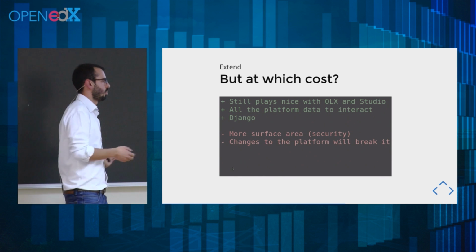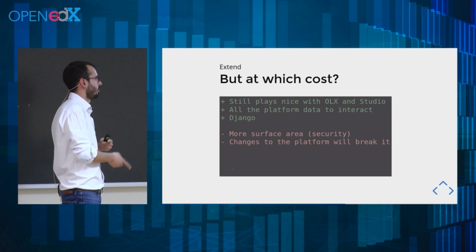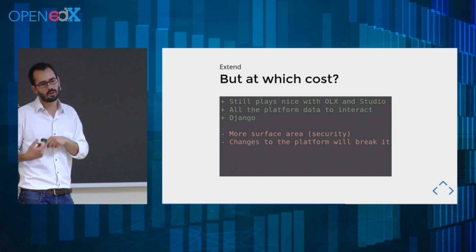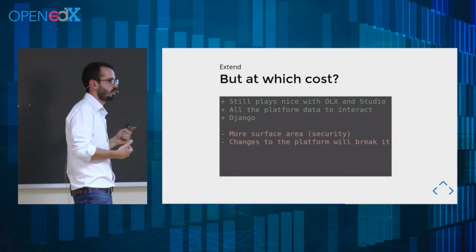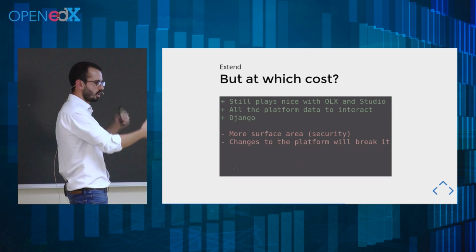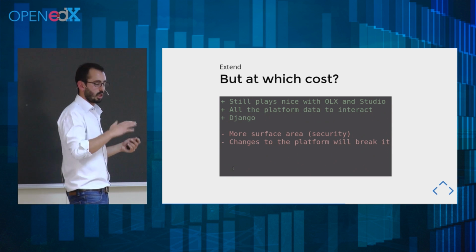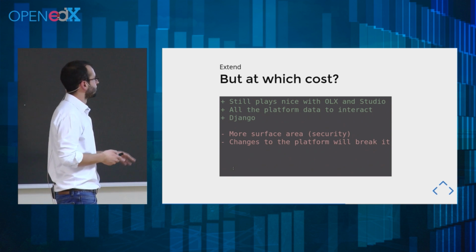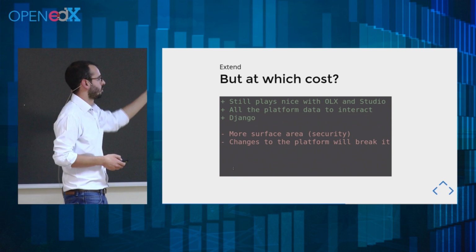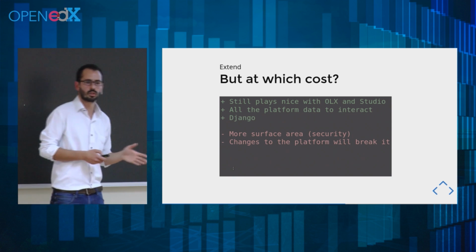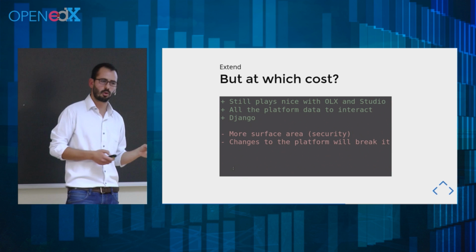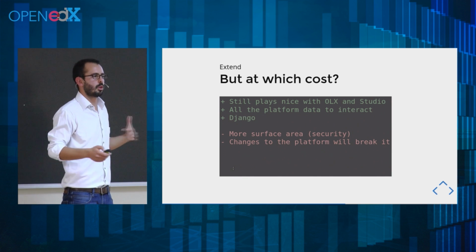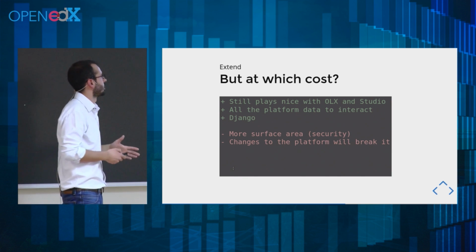So now you have access to all the platform, but also if the platform changes, your XBlock stops working. So that's where you start needing tagging, and then you need to review your work on every, let's say, named release, at least. And then you have more surface area for security concerns. Like, now, can you install any XBlock anytime? There could be security concerns there.